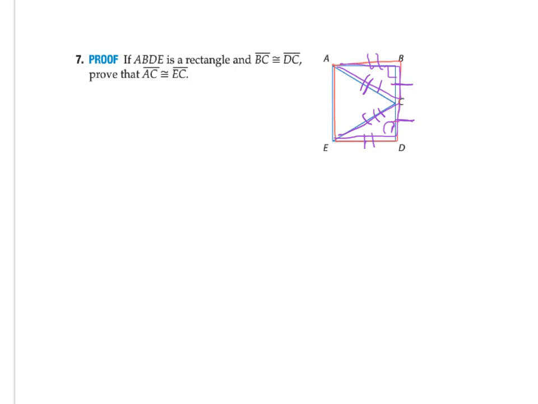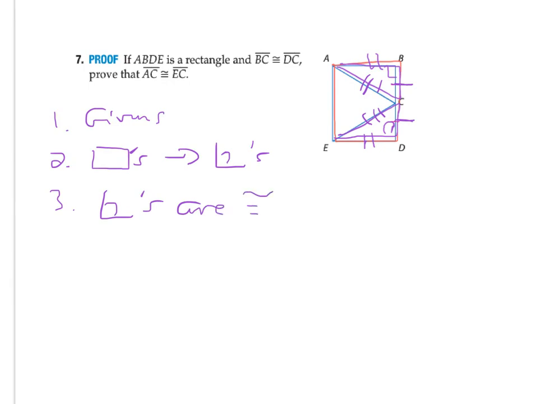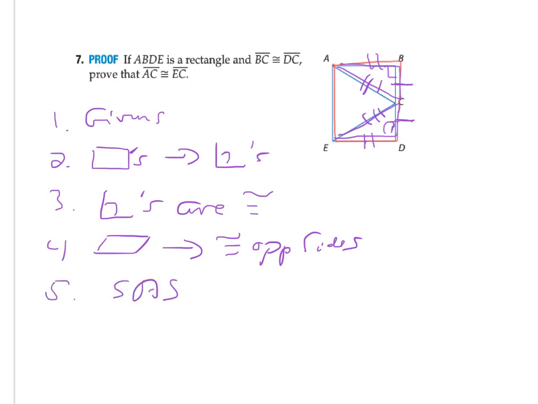So some of my steps are going to be givens. I'm going to have that rectangles yield right angles. I'm going to have right angles are congruent. I'm going to have that parallelograms, because a rectangle is a parallelogram, yield congruent opposite sides. I'm going to have an SAS, and I'm going to have a CPCTC.